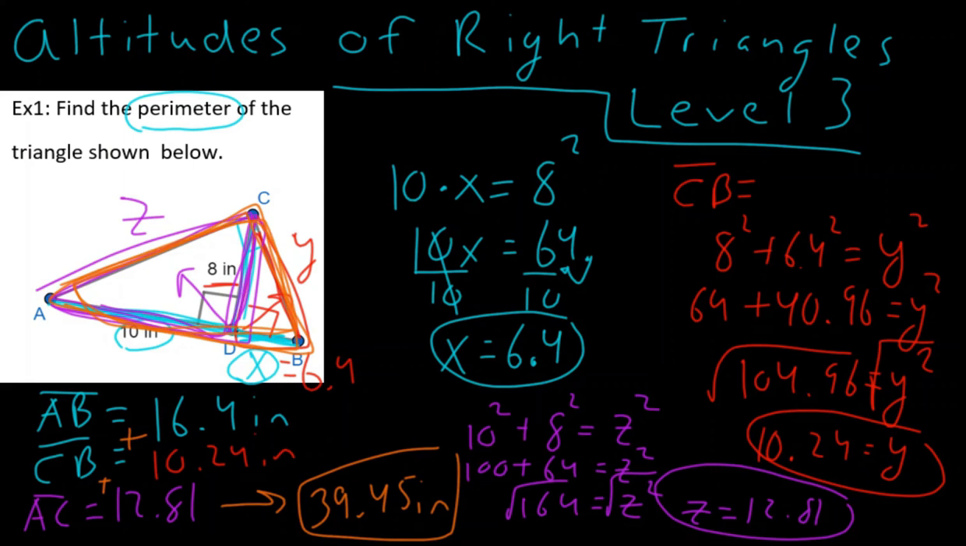And this is in fact the perimeter, or aka every single side of this triangle added up, and this is our answer. Go ahead, pause this video, finish taking any notes that you need to, and let's go ahead and move on to example 2.